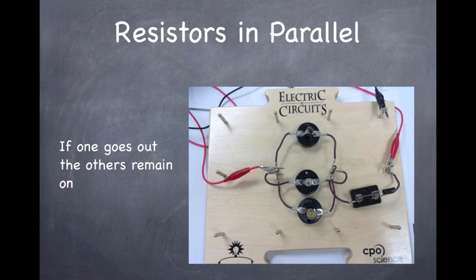Resistors in parallel. If one goes out, the others remain on, and you can see that right here. These are all wired in parallel. So if this is unscrewed, these two are still on because there's an alternative pathway for them to go.